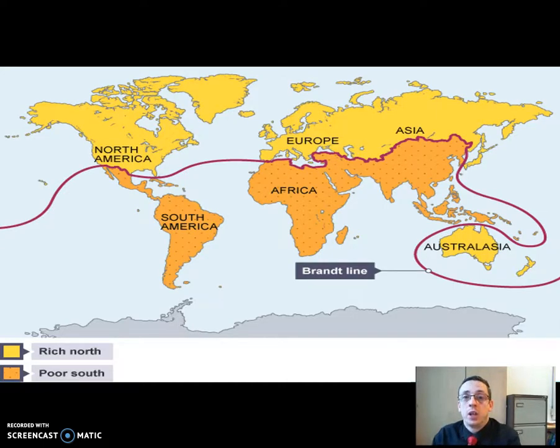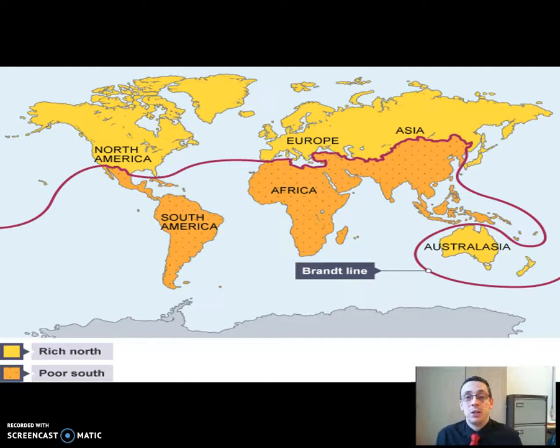Now, one of the things that's really useful to use is this diagram. You've already seen this and you've taken a version of it for your notes, but it's a fairly straightforward map of the world, fairly crudely splitting the world into two. We use the Brandt line as our measure for this, and this is a measure to show roughly where most of the world's major developed nations and developing nations are found.